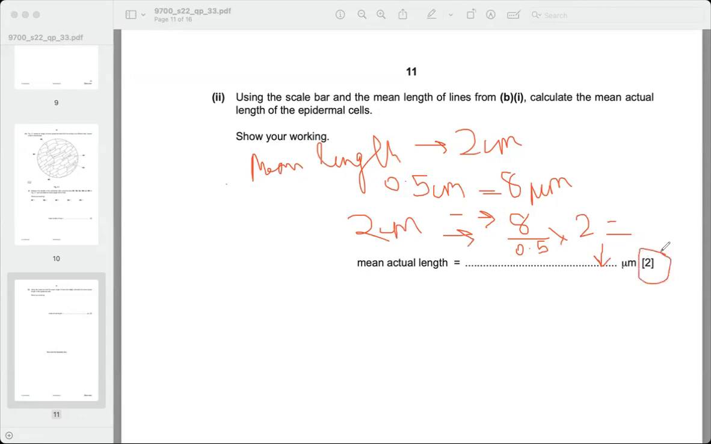Now for this 2 marks, how am I going to be awarded the points? I'm going to be awarded the points for this and for this calculation. These are the 2 marks I will be getting. First, writing what I measured with the scale, or how I have been able to determine the magnification: that 0.5 centimeter corresponds to 8 micrometer. Then, using that comparison or ratio, I find my length. Please make sure you write each one of the steps.